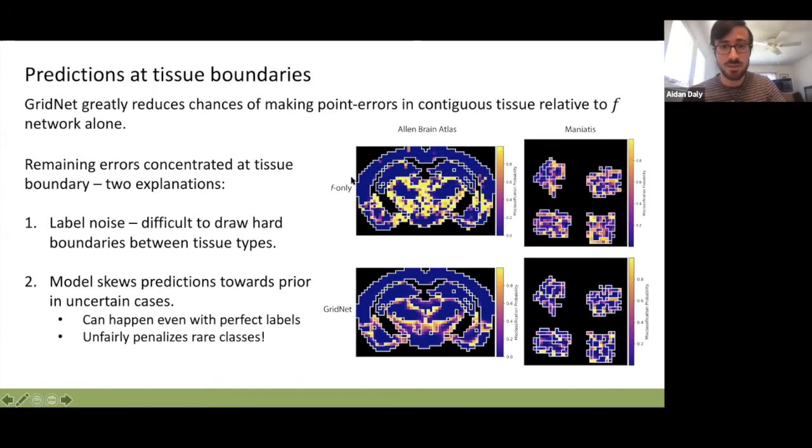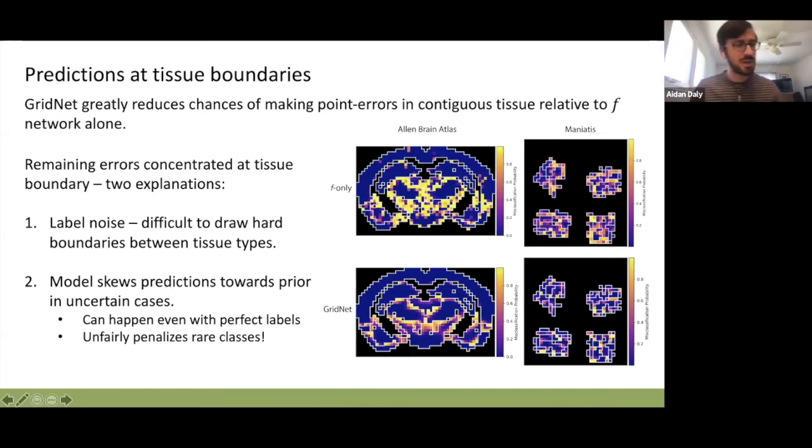In the Allen Brain Atlas, if we just use the first network, our DenseNet, we make these point errors where, maybe because of noise in the data or damage in the tissue, it makes a mistake, or is likely to make a mistake. After we apply the second layer of the network, all those errors go away, and the only errors we make are at regions between tissue types. And it's the same in the Maniatis data set. It's a little harder to see because the tissues are smaller and there are fewer regions of huge contiguous tissue, but you see the same pattern.